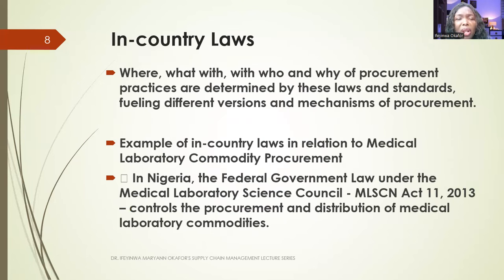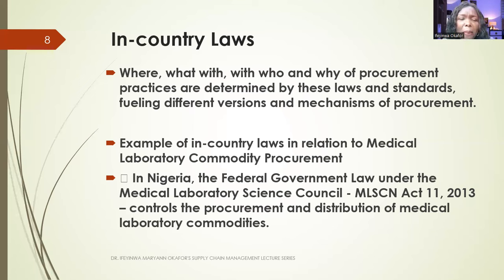We have in-country laws, for example. In in-country laws, the where, what, with whom, and why of procurement and practices are determined by these laws. That is, where you do the procurement, what things you need for the procurement, with whom you are procuring, and why you want to do that. All these practices are determined by in-country laws and standards, giving different versions and mechanisms of procurement.